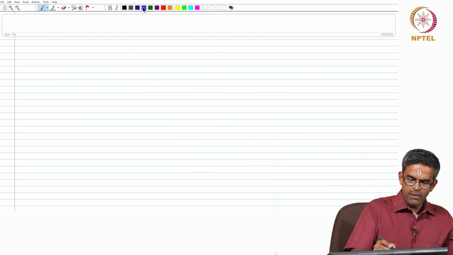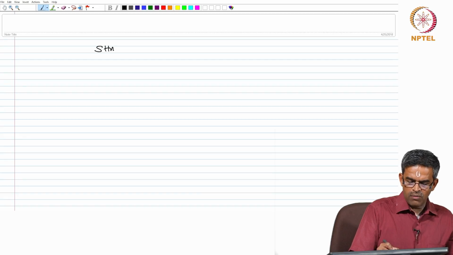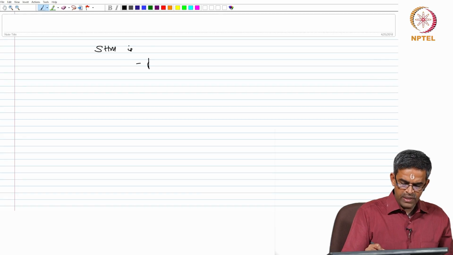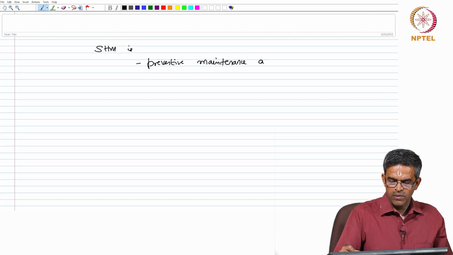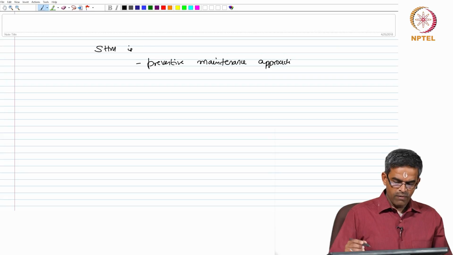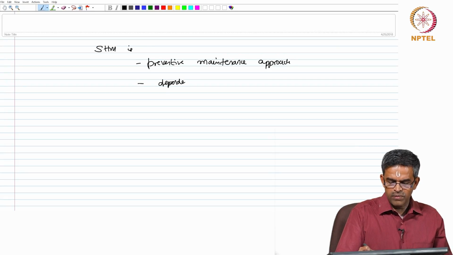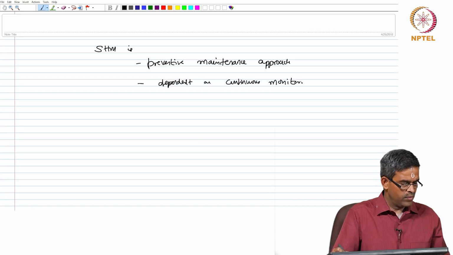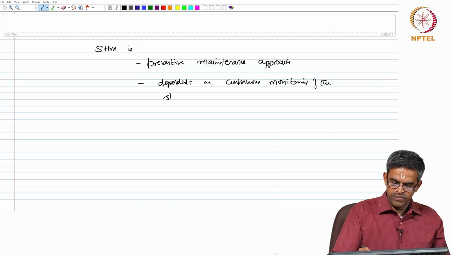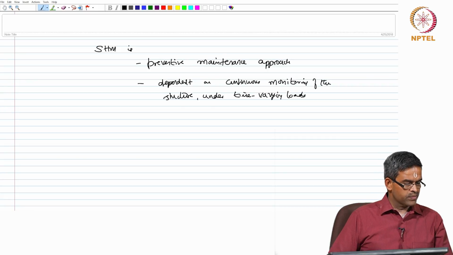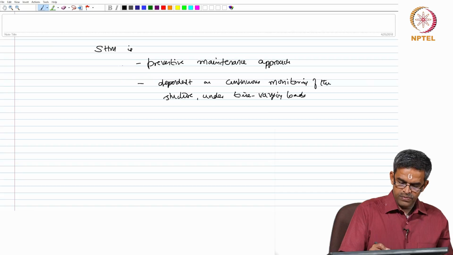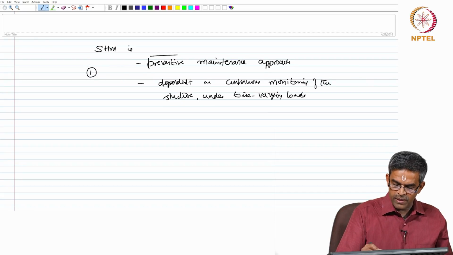Therefore, the primary requirement of such structures in terms of health monitoring is we should look for preventive maintenance approach, which is essentially dependent on continuous monitoring of the structure under time varying loads. That is the first issue. So, the first point is they need preventive maintenance.